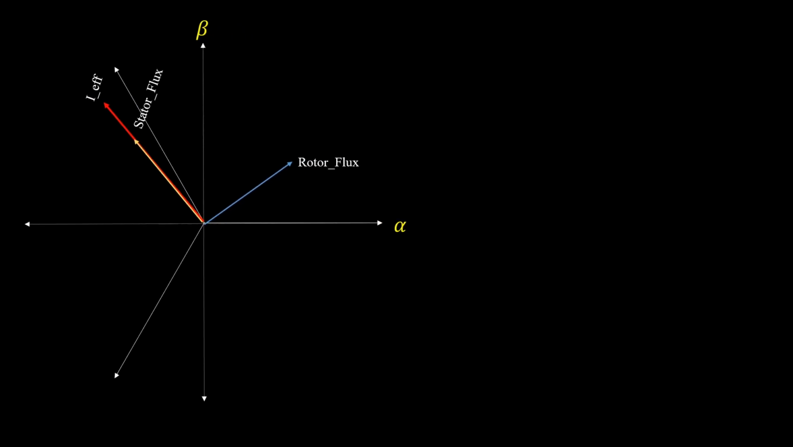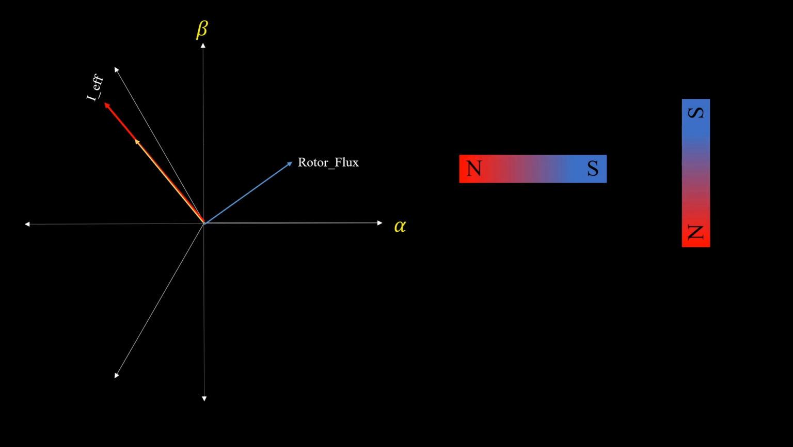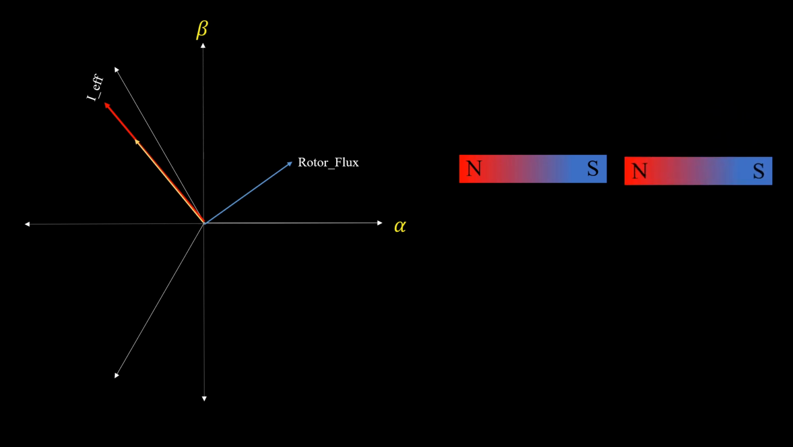Why so? This is easy to understand. Take two magnets. If they are already aligned with each other, there will be no torque. But when one magnet is perpendicular to the other, we get maximum torque. That is exactly what we have to do. If we can orient the net current vector perpendicular to the rotor flux, then we can get maximum torque.